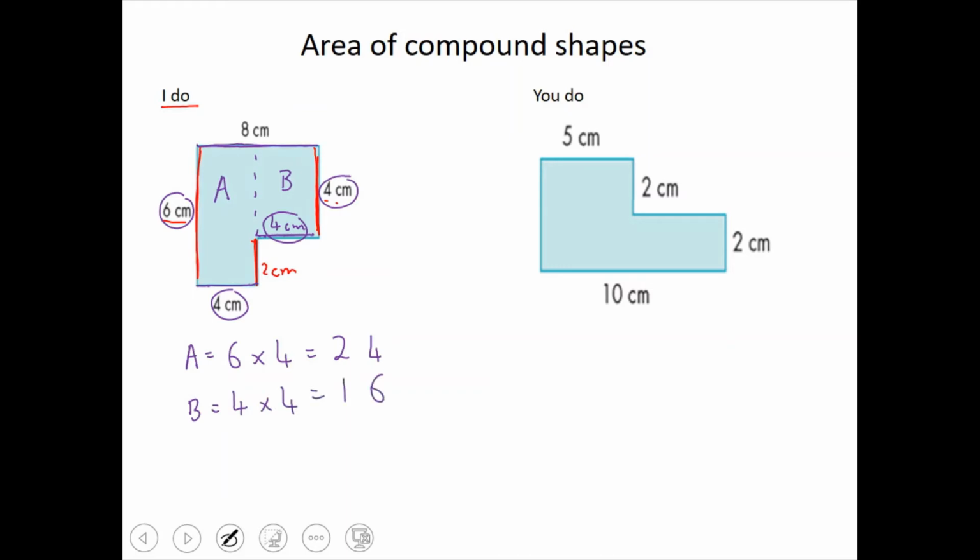All I need to do now is add shape A and shape B together, and that will be my final answer. I know 24 plus 16 is going to be 40, and the correct units are going to be centimeters squared. What I want you to do now is pause the video and attempt this question for me, please.